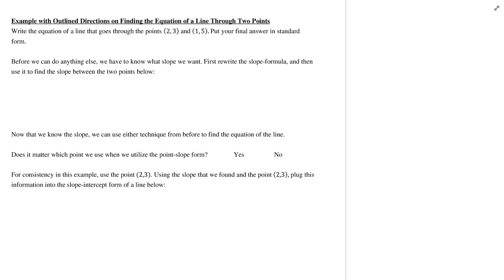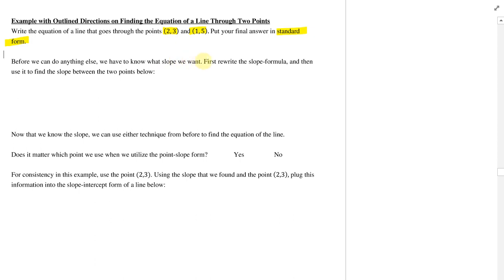Okay, so I want to find the equation of a line that goes through these 2 points, and we're going to put our final answer in standard form. Okay, so few things I want to go through. So highlighting those points and the fact that we need standard form. So before you can do anything else, you have to know what slope we want.